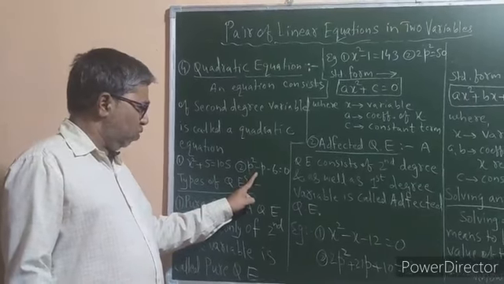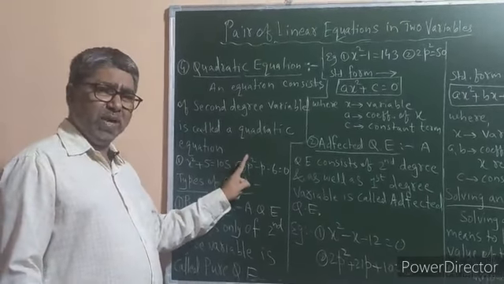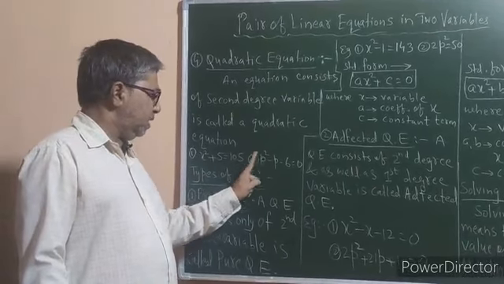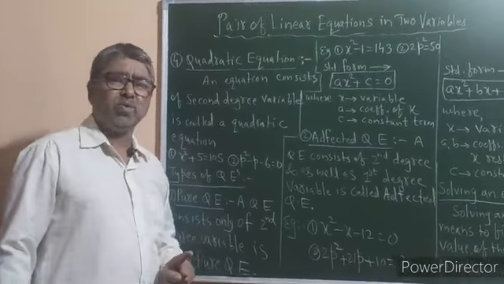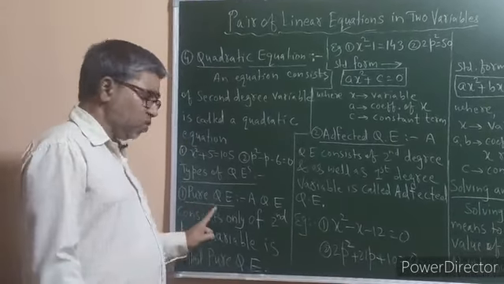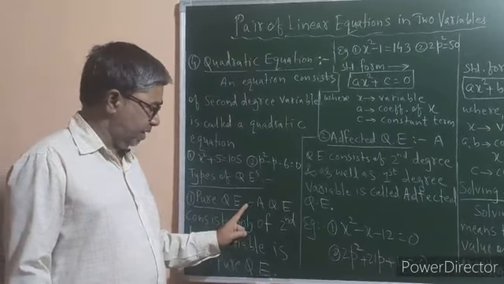In the second example also, the highest power of the variable p is 2. That's why this is also an example of a quadratic equation. Now there are two types of quadratic equations. The first is the pure quadratic equation.